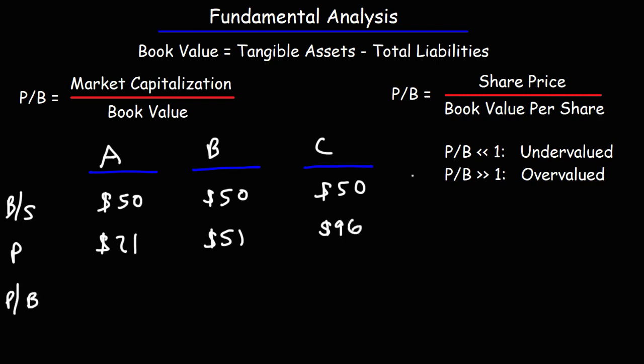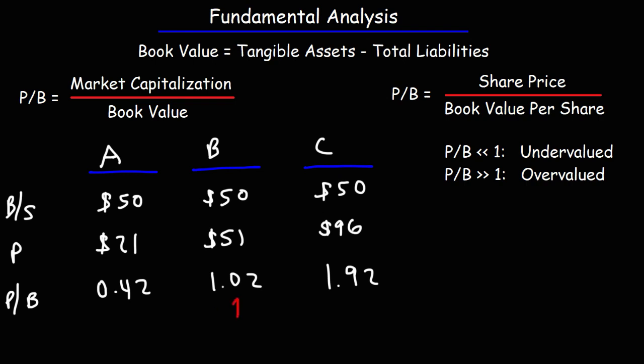Now let's calculate the PB ratio using this formula. So it's the price of the stock divided by the book value per share. So for Company A, it's 21 divided by 50. Thus the PB ratio is 42 cents for that company. For B, it's going to be 51 divided by 50, which is $1.02. And for C, it's 96 over 50. Well, technically, there really shouldn't be a dollar symbol. It should just be a number, since it's simply a ratio. And for C, it's going to be 1.92.